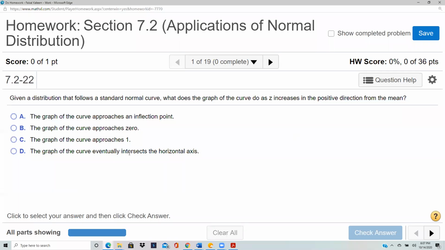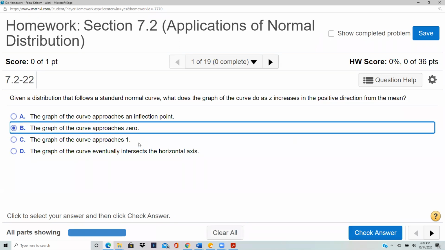Given the distribution that follows a standard normal curve, what does the graph of the curve do as z increases in the positive direction? So we know that whether z increases or whether z decreases, the graph flattens towards zero for a normal curve. So the graph approaches zero in either direction.